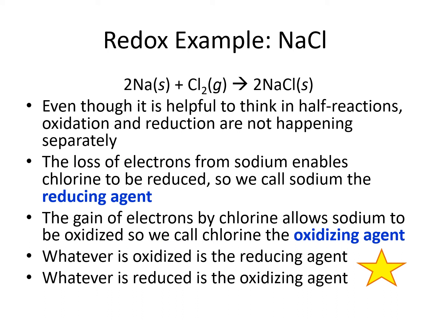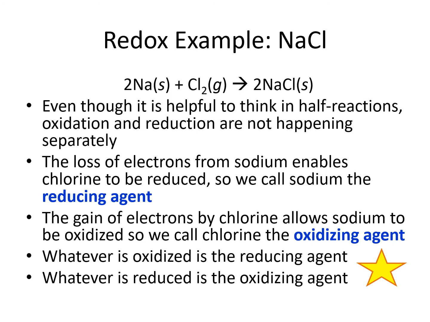We've talked about splitting our reactions into half reactions, and it is really helpful to think about them in that way. However, these half reactions are not happening by themselves. They're happening together at the same time, and they're helping each other. The loss of the electron from the sodium helps the chlorine to be reduced. So we would call sodium the reducing agent. The thing that's causing the reduction to happen is the sodium. The sodium is enabling the chlorine to be reduced.